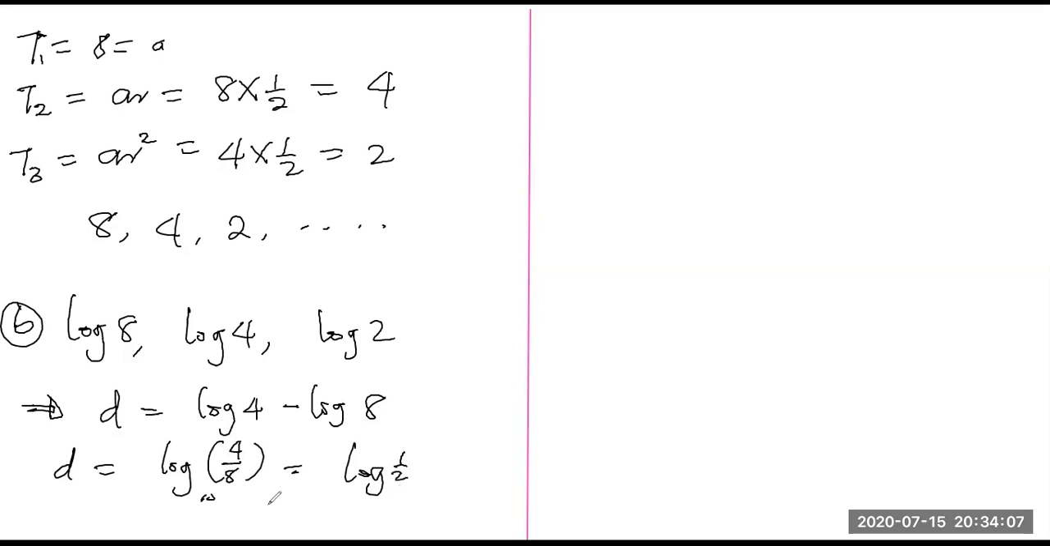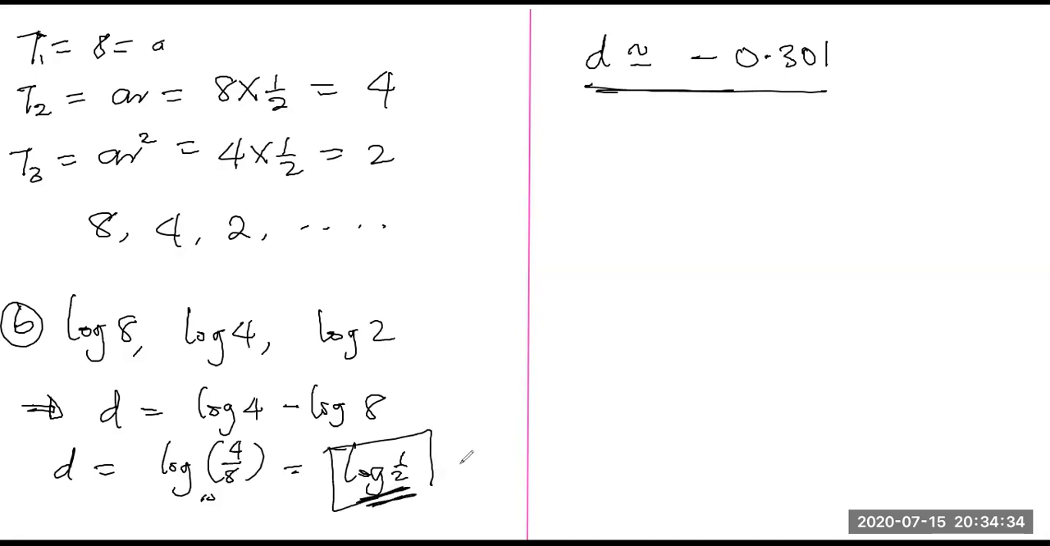You can leave it this way if you want. But if you want to convert it with your calculating device, your D is approximately equal to minus 0.301. So this is our D. Of course, I prefer leaving my answer in exact form rather than all these decimals. This is exact, alright, than this other one. But either is your choice actually.